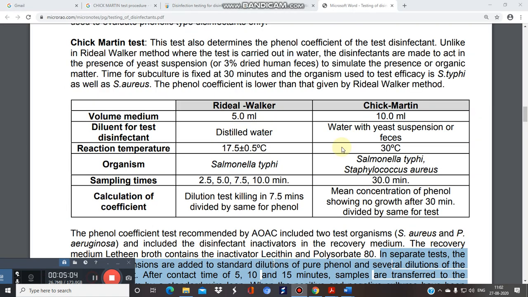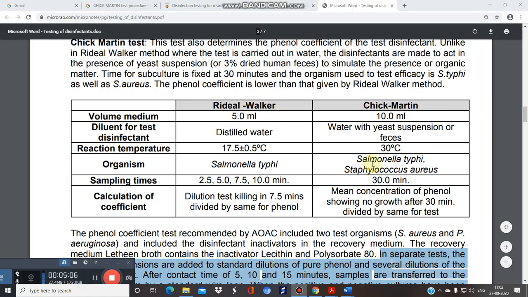In the same way, the coefficient is calculated by dividing the value found for phenol by the value found for the unknown. See again, in the Chick-Martin test we are using Salmonella typhi and Staphylococcus aureus. Sampling time is 30 minutes, and for the calculation of the coefficient, look at this: the mean concentration of phenol showing no growth after 30 minutes, divided by that of the test disinfectant.